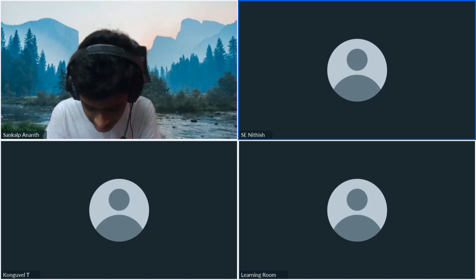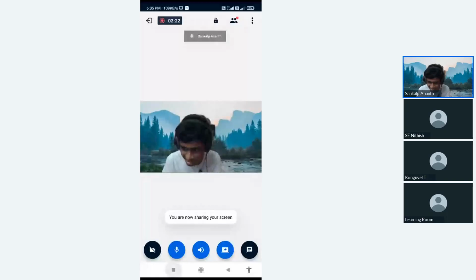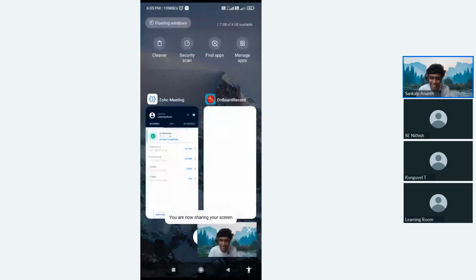Compost is part of organic chemistry, right? Is my screen visible now? Yes, sir, I can see it.